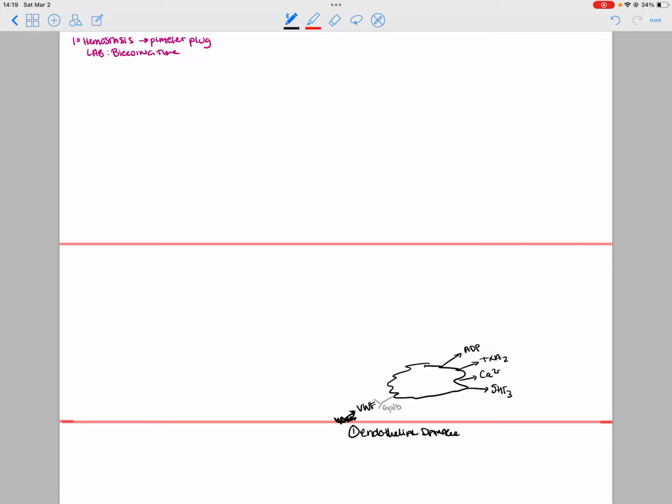All of these have a specific function. Serotonin in small quantities will cause vasoconstriction. Calcium will also cause some vasoconstriction. However, it will also attract negatively charged clotting factors from secondary hemostasis. Thromboxane A2 will sequester more platelets.